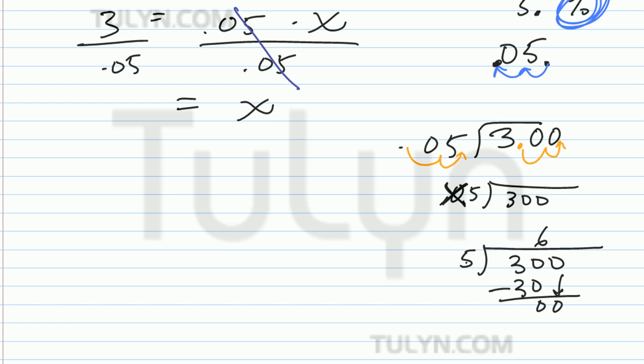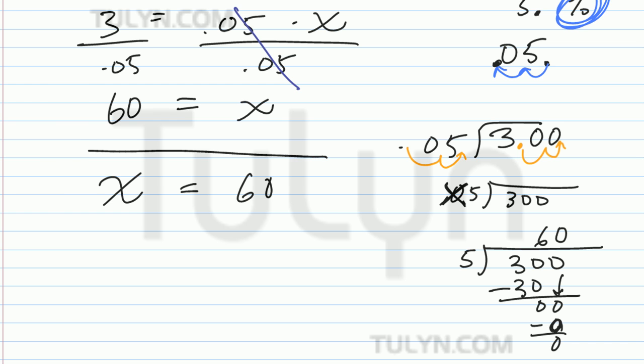Bring down 0. 5 into 0 is 0. 0 times 5 is 0. Subtract, which is 0, and then x equals 60. Go ahead and rewrite x on your left hand side, rewrite the number on your right hand side, and your final answer is 60.